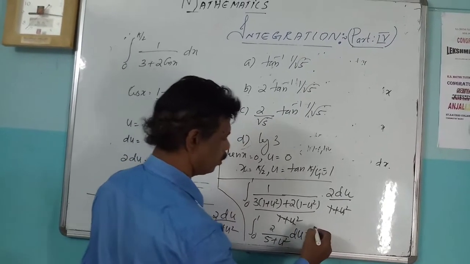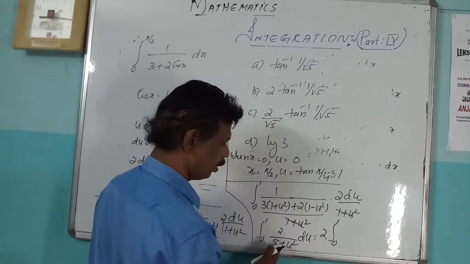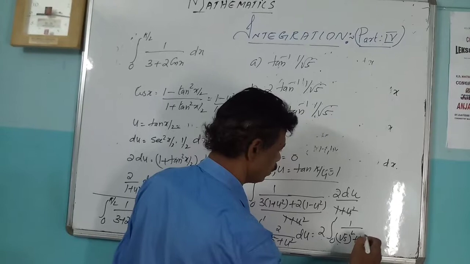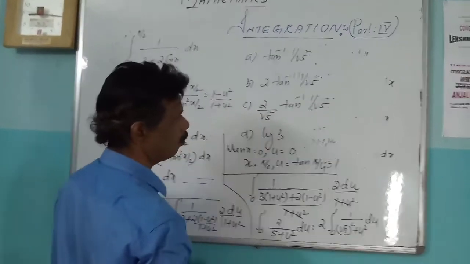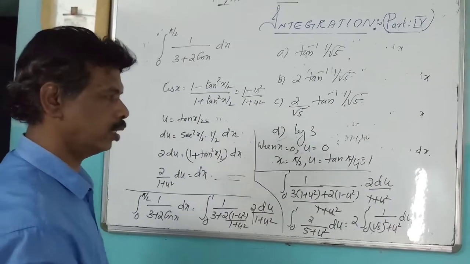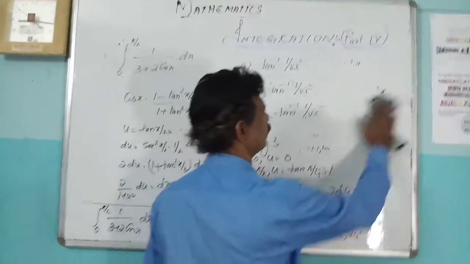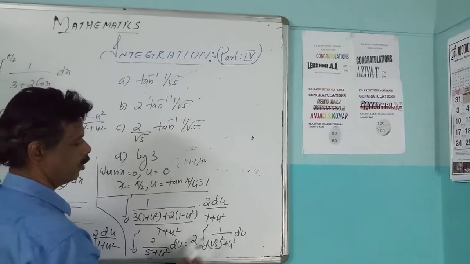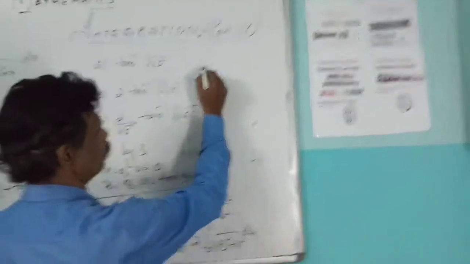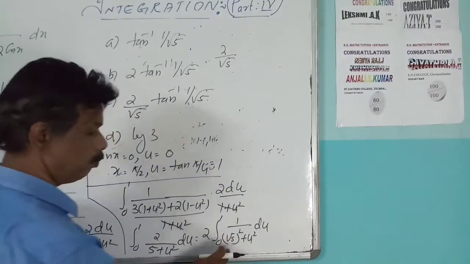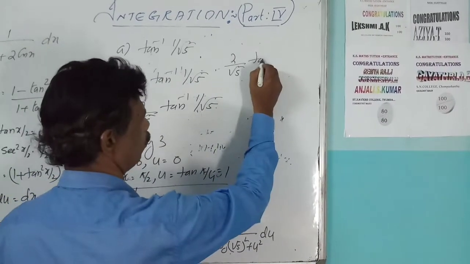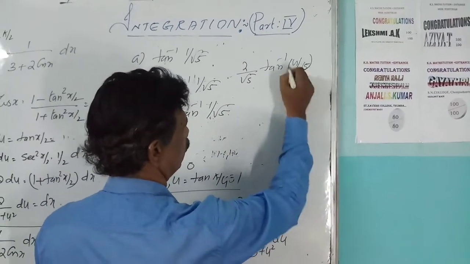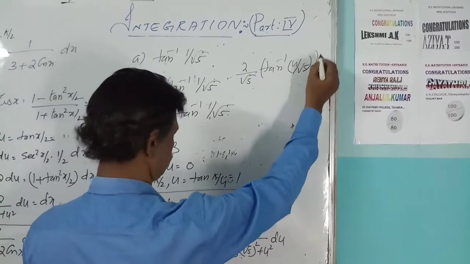Take 2 as a common term, integral from 0 to 1 of 1 by root 5 the whole square plus u square into du. The integral of 1 by a square plus x square is equal to 1 by a tan inverse x by a. So 2 by root 5, with a equal to root 5, tan inverse of u divided by root 5. Apply the limit 0 to 1.